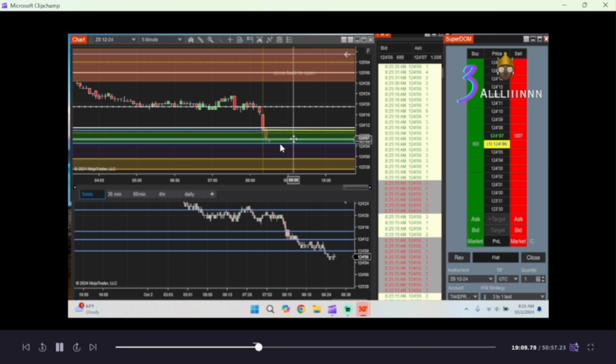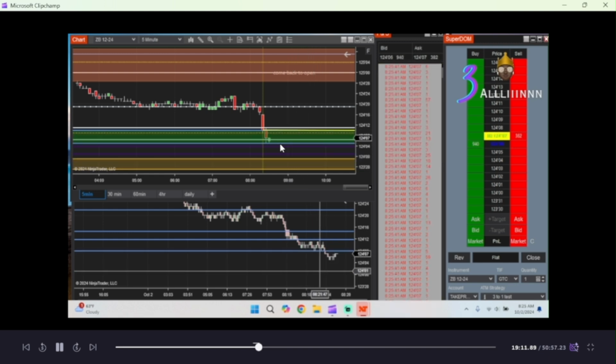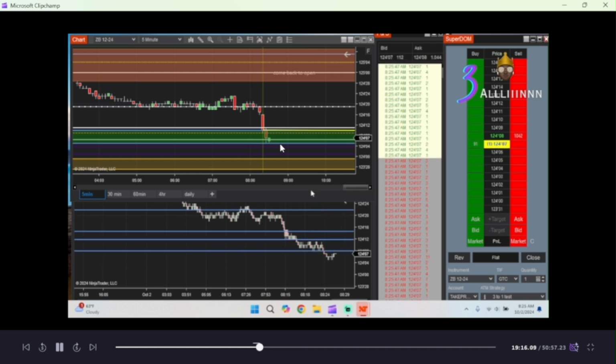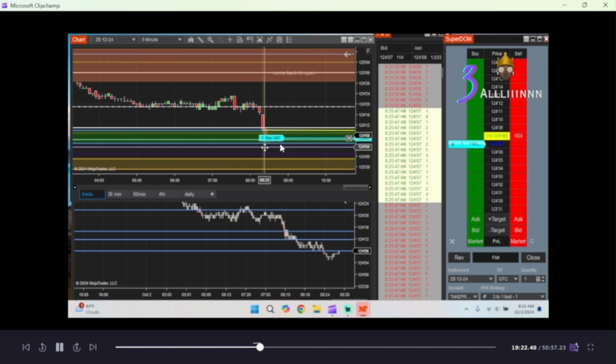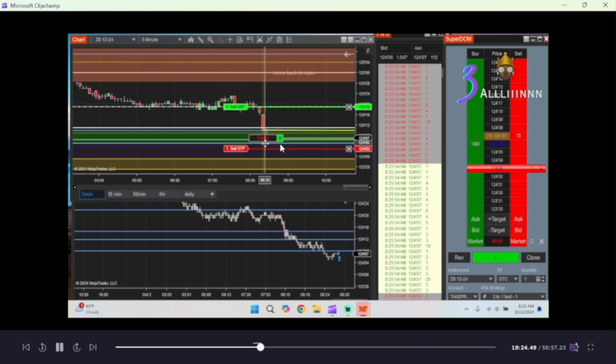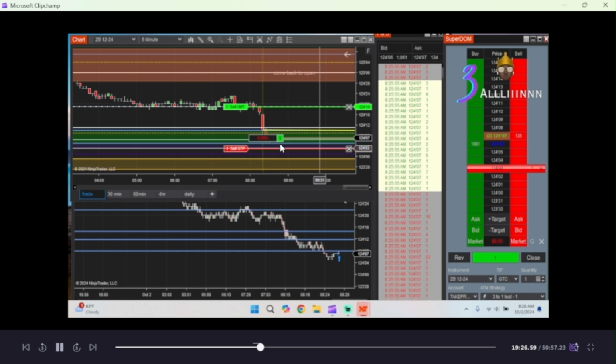I like how it's reacting here, but I wanted to, yeah, I'm getting in. It closed under, close under, well, I'll just take this to 124.03.